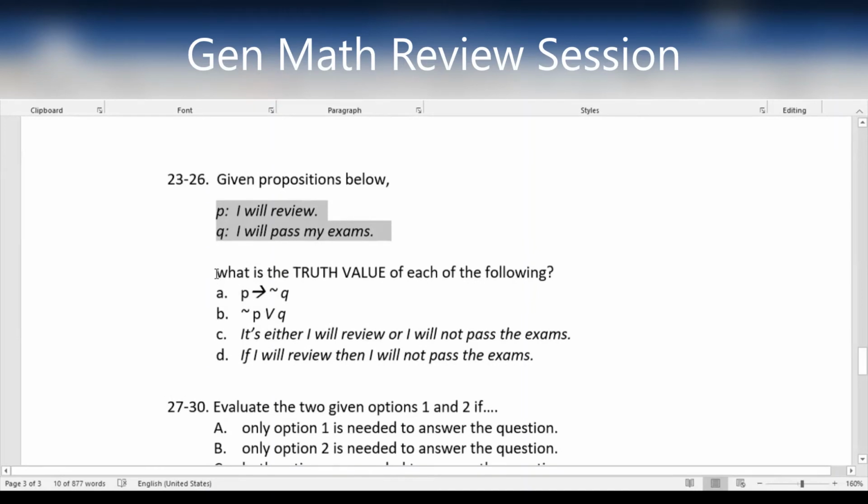Now, ang tinatanong, what is the truth value of each of the following? I-determine nyo lang kung true or false ba yung statement, based on the given proposition. Ito yung given proposition, tapos determine nyo lang kung true or false. In my exam, kunwari, which of the following is true? So, pipili lang kayo kung alin ang true. Pwedeng both A and B are true, A only is true, or C and B are true. So, ganon. Determine the truth value. Okay, letter A. P implies not Q.